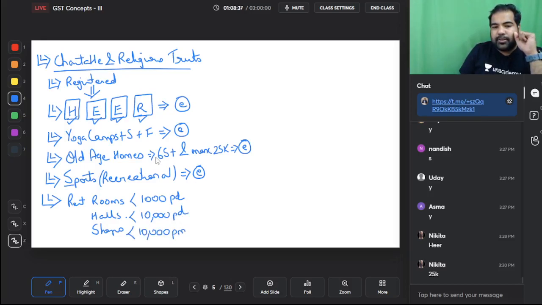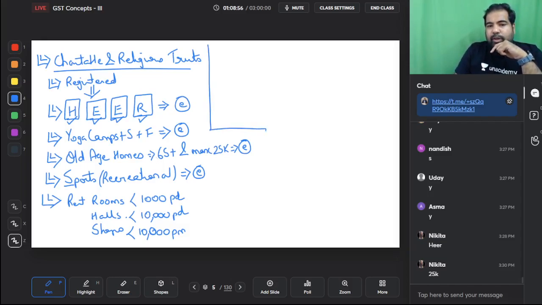Guys, please see the symbol very carefully. It should be less than. What if in the exam they give you exactly 1,000, 10,000, 10,000? Then it's taxable. It should be less than, because guys, remember, they are religious and charitable trusts. Should they charge less? Yes. So hence remember, less than, less than, less than. All these are exempt, only if you are registered.